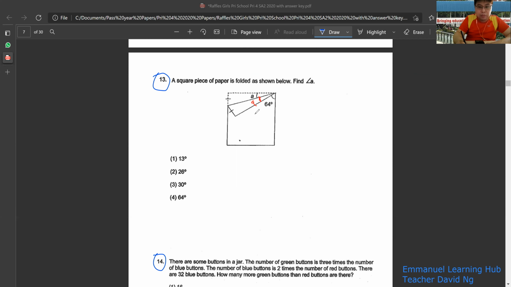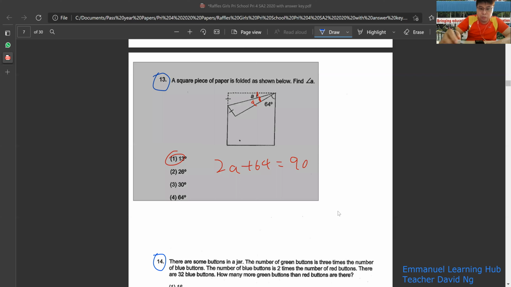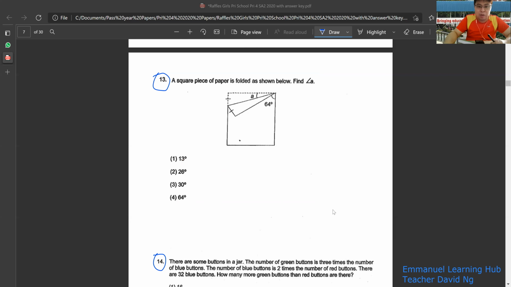Oh, 2A plus 64 equals 90, so 90 minus 64 equals 26. Then 26 divided by 2 equals 13. Yes, very good. I never divided by 2. Yes. This is a very common question in exam.